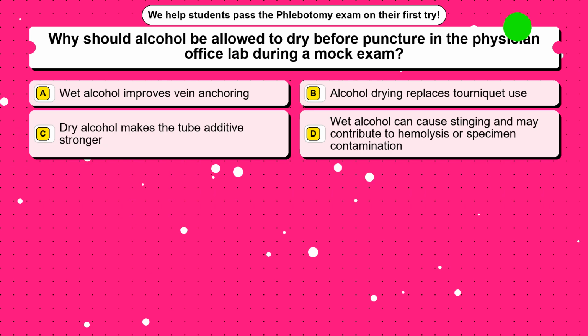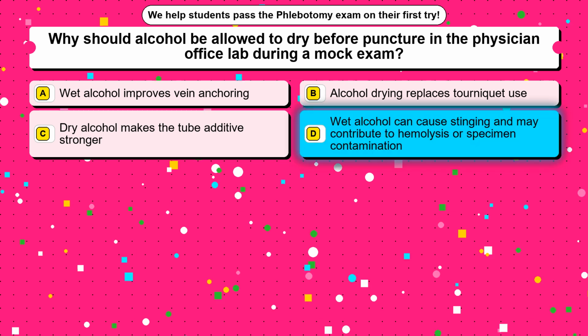Question 44. Why should alcohol be allowed to dry before puncture in the physician office lab during a mock exam? Option A, wet alcohol improves vein anchoring. Option B, alcohol drying replaces tourniquet use. Option C, dry alcohol makes the tube additive stronger. Option D, wet alcohol can cause stinging and may contribute to hemolysis or specimen contamination.